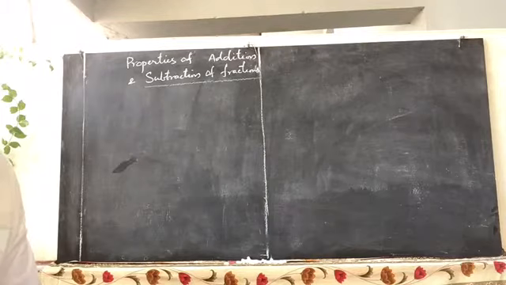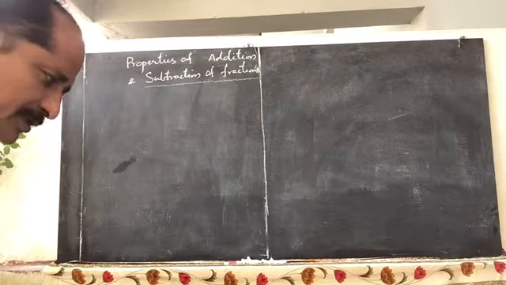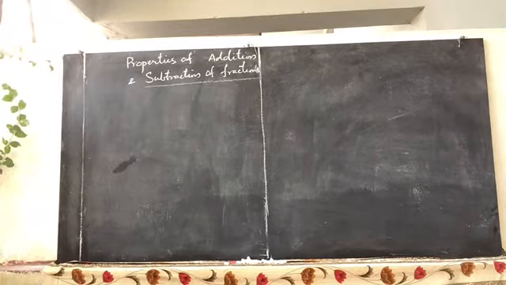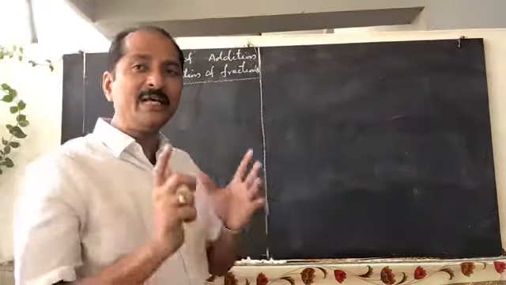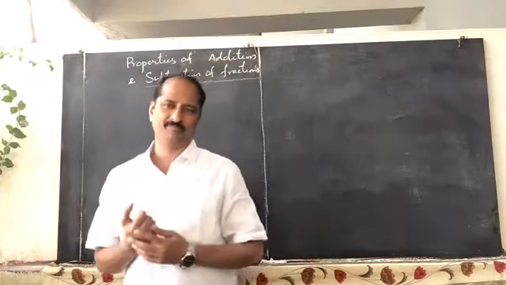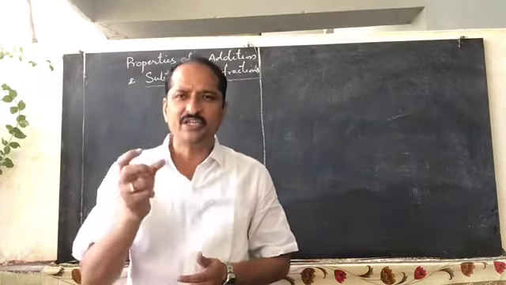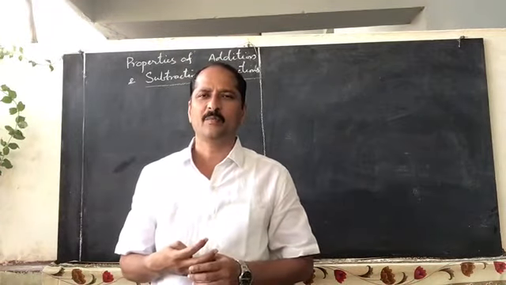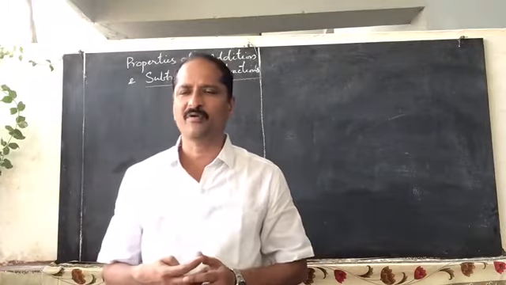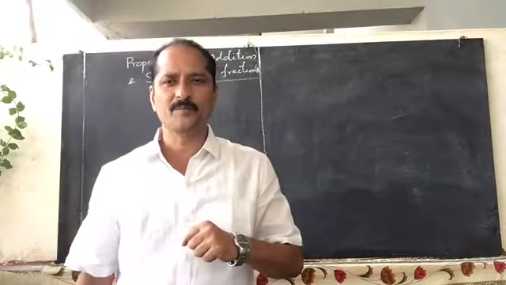Okay, let us see about the properties of addition and subtraction. So here, if you are observing the properties of addition and subtraction, if we add 0 to any fraction, what happens? Or if you subtract 0 from any fraction, what happens? That means property of 0, or we can call this additive identity.